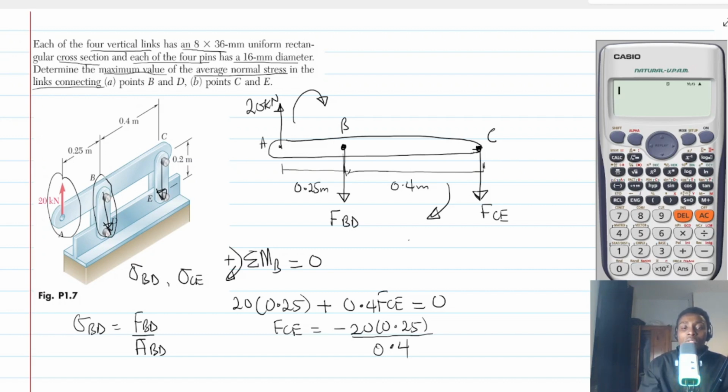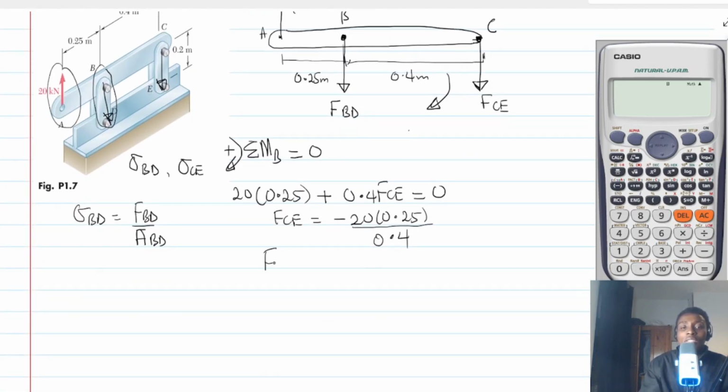So it means that FCE is going to be a compressive force, because the force inside there is going to be negative. So let's calculate FCE. FCE is nothing but 20 multiplied by 0.25 divided by 0.4. So that is minus 12.5 kilonewtons. So basically the force which this member can receive is minus 12.5 kilonewtons. Then let's calculate the same thing.